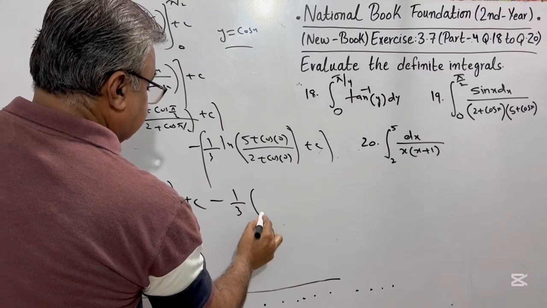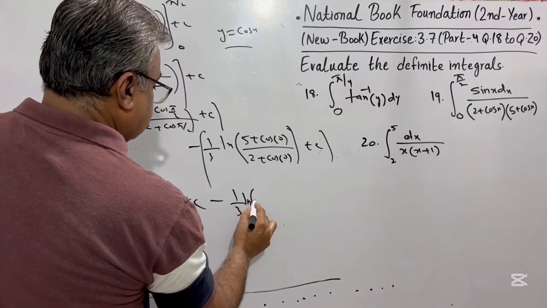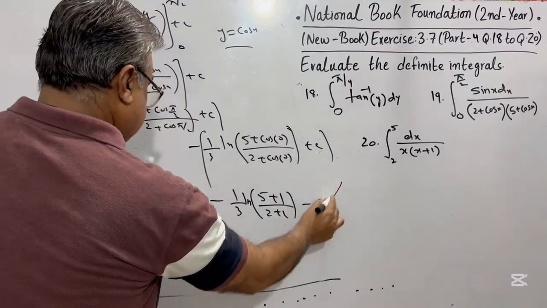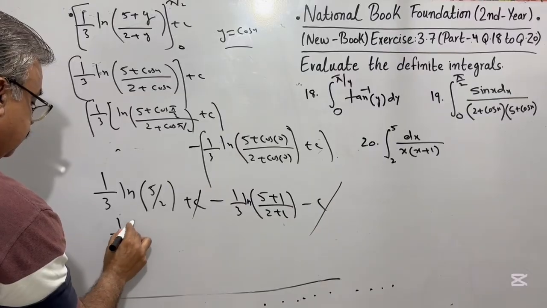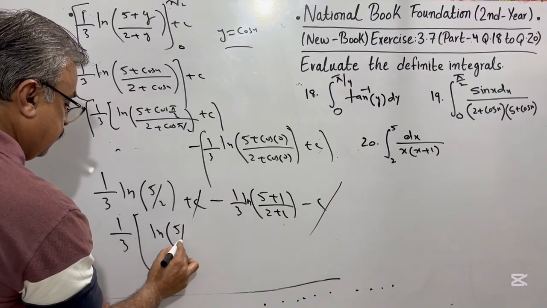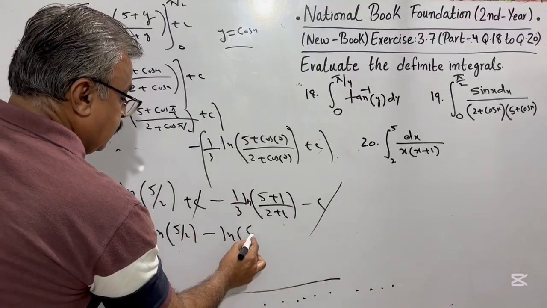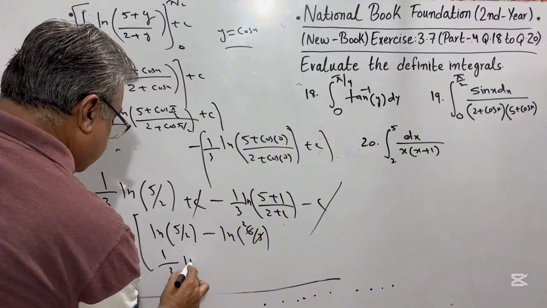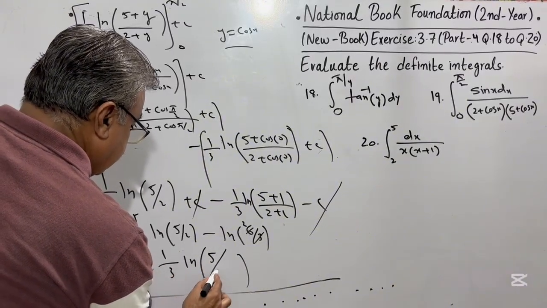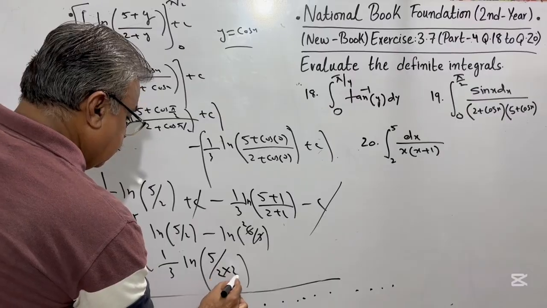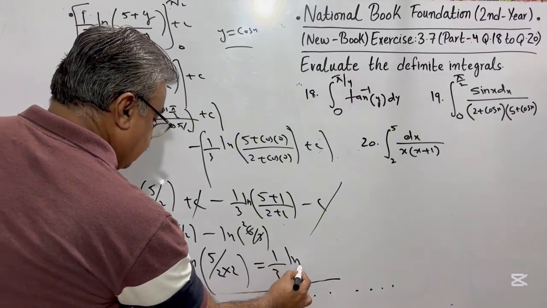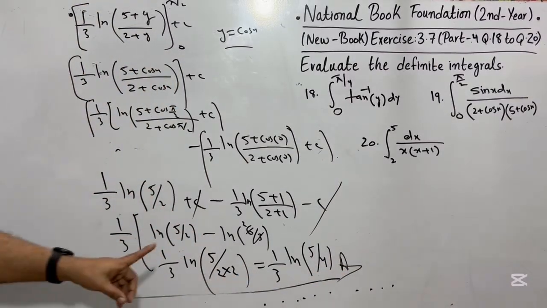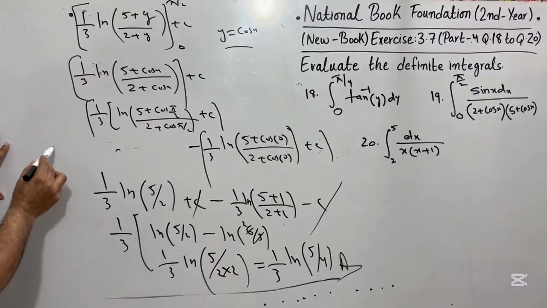In that case, plus c minus 1 over 3 ln of (5 plus 1) over (2 plus 1) minus c. Minus c plus c cancelled out. 1 upon 3 common. Here we have ln 5 over 2 minus ln 6 over 3. 6 over 3 means 2. Utilizing the property of log, 1 upon 3 ln of 5 upon 2, this 2 also goes in ln. It will become 1 upon 3 ln 5 over 4. It's our answer in that case.